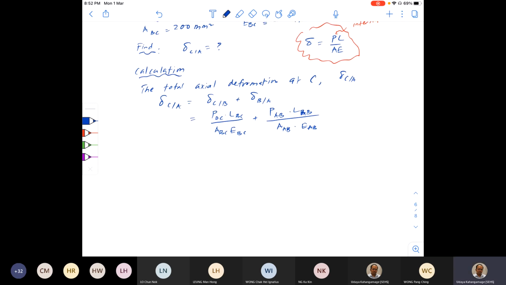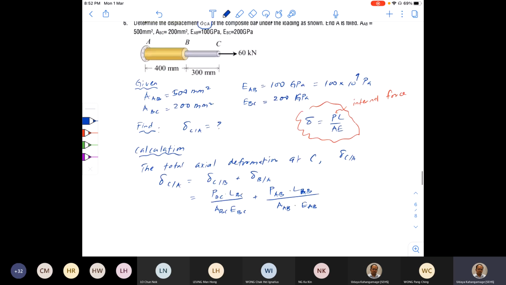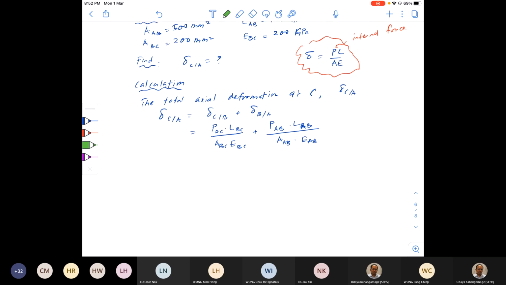So now P BC and P AB are the internal forces, right? If you want to find out those, you have to cut the member between BC and AB. But here, with experience, by observation, you can say that P BC is equal to P AB is equal to the external force, because there's only one force. So you can write by observation. But you can't use this observation all the time, okay? Only if there's only one force.